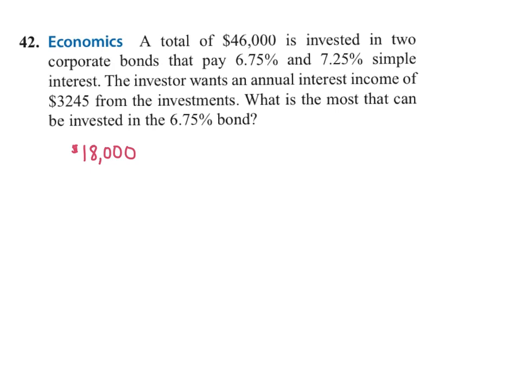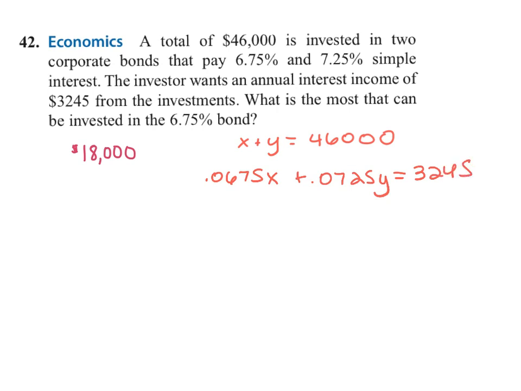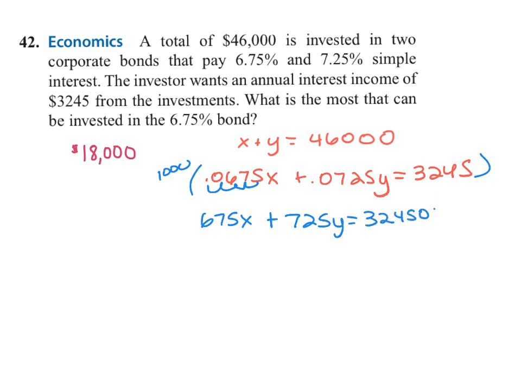Set up the system. So x plus y equals 46,000, and 0.0675x plus 0.0725y equals 3245. And then I would multiply this. This has got to go 1,000, right? You have to move it 1, 2, 3, 4. So 675x plus 725y equals 32,451,234 zeros, and then x plus y equals 46,000.